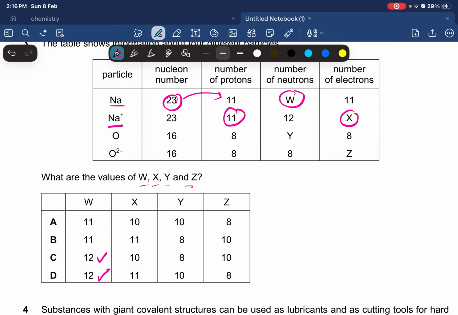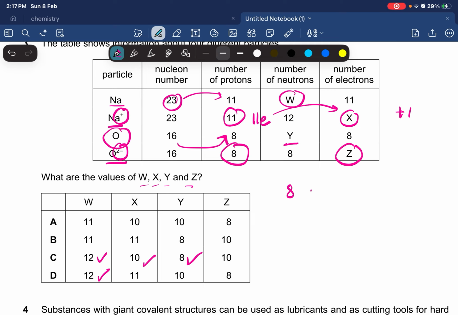X is the number of electrons in a sodium ion. We have 10 protons, right? That means we had initially in a sodium atom 11 protons, so 11 electrons. But since we lost 1 electron, plus 1 means we lost one, now we're going to have 10 electrons. Y says number of neutrons in an oxygen atom. 16 minus 8 gives me 8. Z says that we have to find the number of electrons in an oxide ion. Initially it had 8 electrons, but 2 negative means it gained 2 electrons, right? 8 plus 2, 10 electrons.